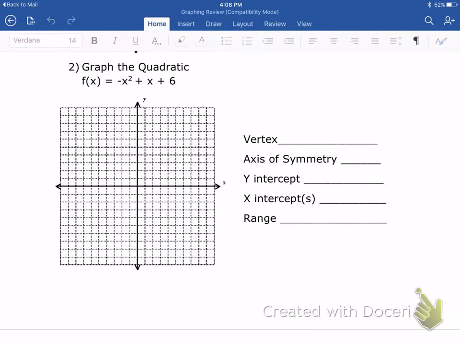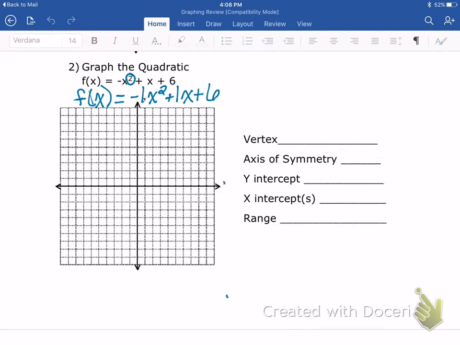Okay, for this one we are going to start talking about quadratics, and we are going to graph a quadratic. I just want to remind you that it is the x being raised to the second power. That is what makes it a quadratic. So here I am going to rewrite this as f of x equals negative 1x squared plus 1x plus 6. And it's important to remember that the negative in front of this x is not being squared. Only the x is being squared.